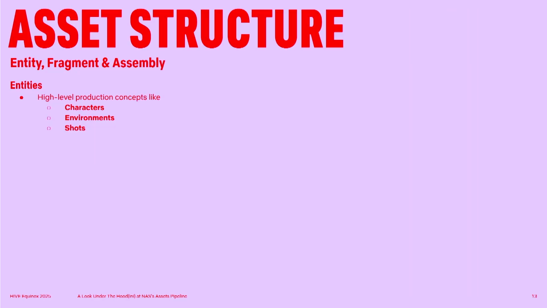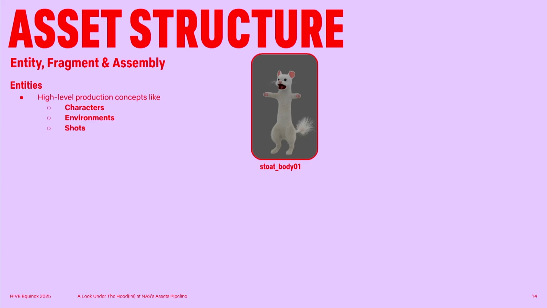We use a term called entity to describe high-level concepts such as characters, environments, and shots, as well as all the parts that make up those elements. As an example, let's look at that Stoat character from the A-Lab. The character itself is made up of multiple parts.